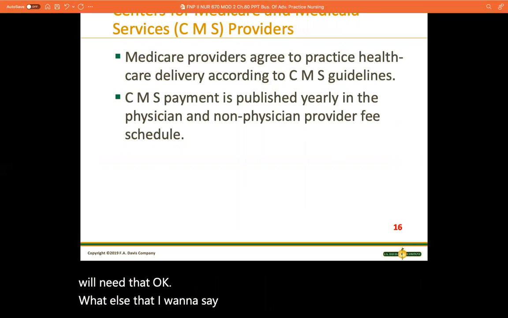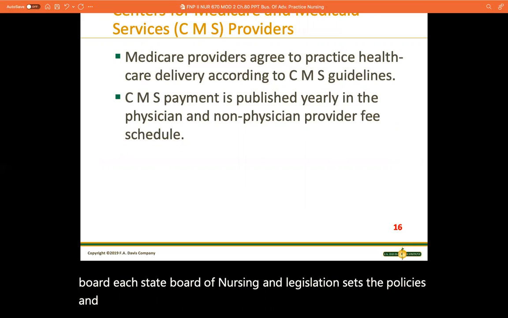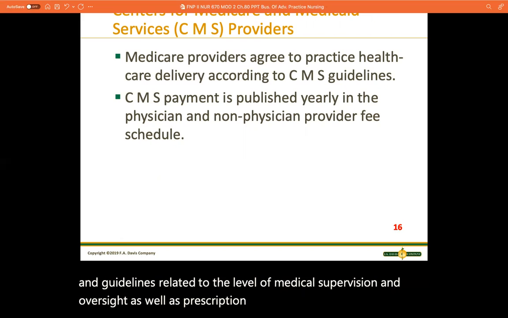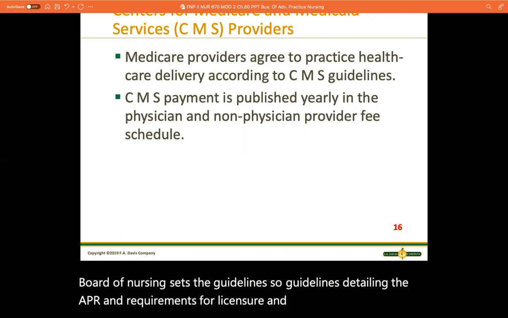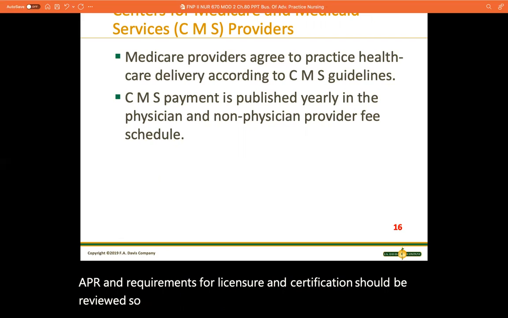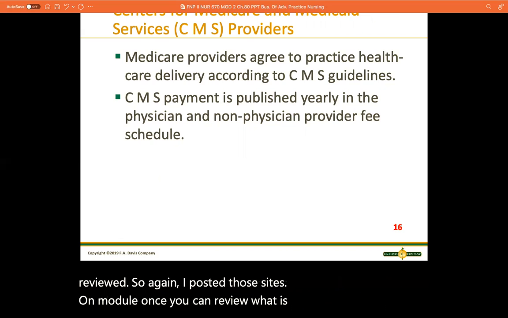Okay, so just keep in mind too, each state's board of nursing and legislation sets the policies and guidelines related to the level of medical supervision and oversight, as well as prescription authority granted to APRNs. Okay, so we know that. We were just talking about how the State Board of Nursing sets the guidelines. So guidelines detailing the APRN requirements for licensure and certification should be reviewed. So I posted those sites on module 1 so you can review what it's entailed in your licensure requirements. Again, they differ state by state.